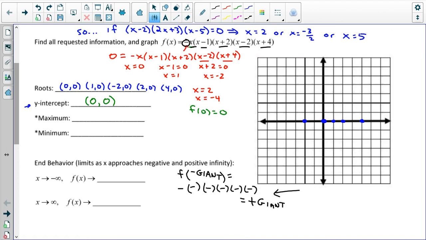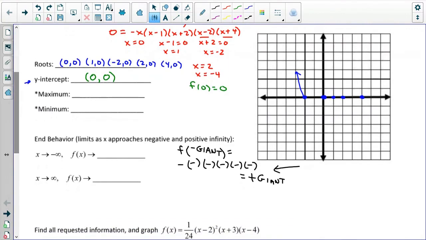So as I look at the graph, as x goes to the left forever, my function is going to get positive, bigger in the y direction. So that is how my graph is going to go forever and ever as x goes to the left.